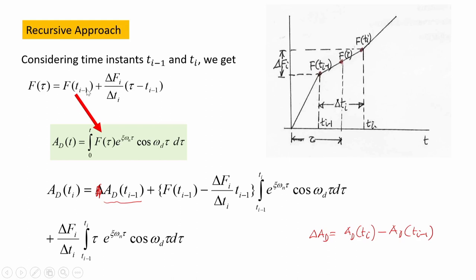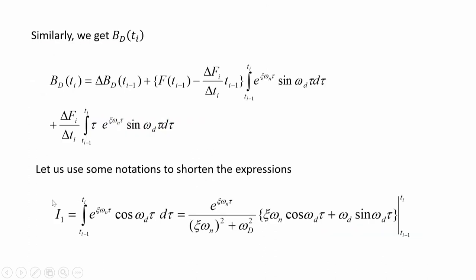So this is the constant term we have taken after decomposing this. There is f t i minus 1 minus del f i by del t i into t i minus 1. So we have taken this as a constant term and therefore outside the integral. And the integral is e to the power xi omega n tau cos omega d tau d tau. The second term, which contains the tau, is del f i by del t i, integration limit t i minus 1 to t i, tau e to the power xi omega n tau cos omega d tau d tau. So this integration has to be carried out.